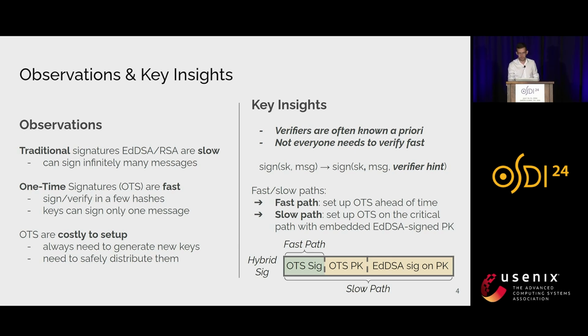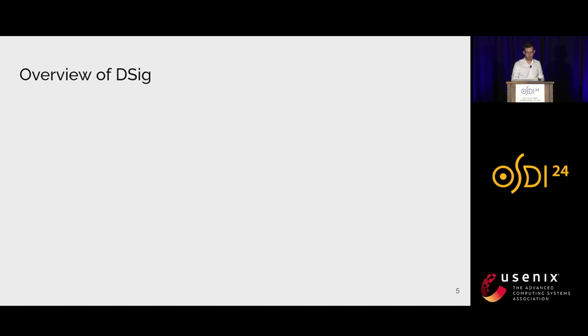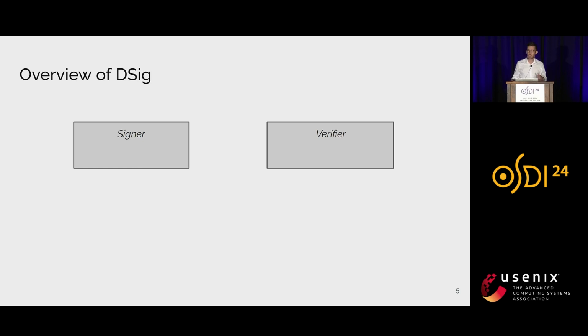Okay, so given these key insights, how does DSig actually work? Let's get to see an overview. Well, let's imagine that you have an application that has 2 different processes. The one on the left is a process that is interested in signing messages, while the one on the right is interested in verifying those messages.